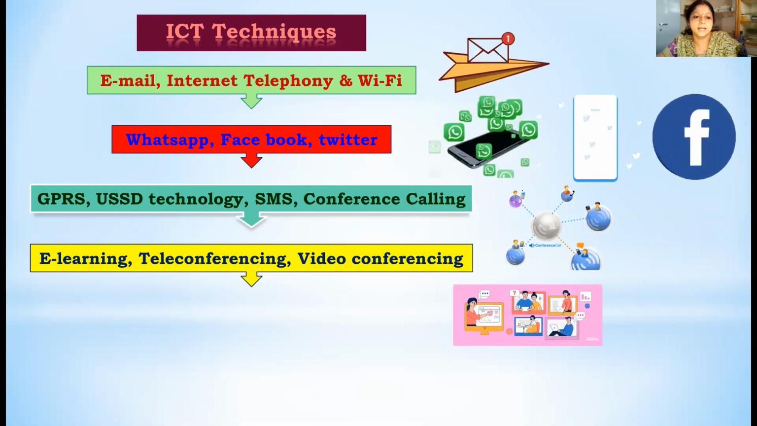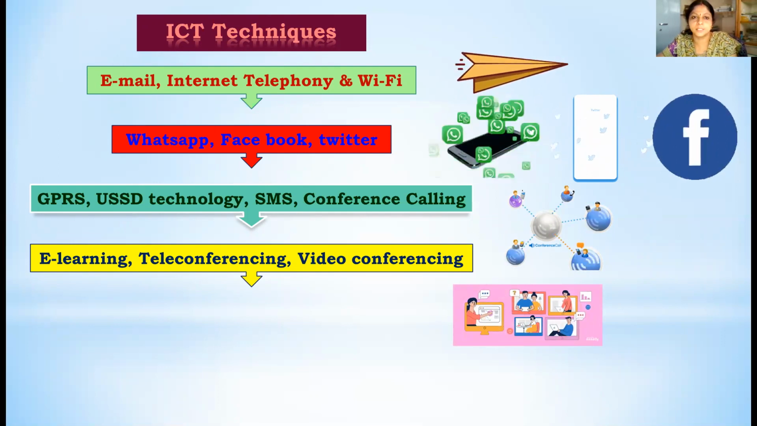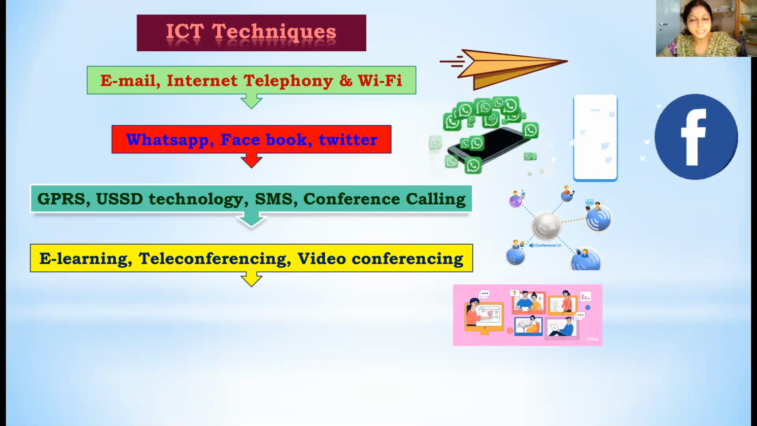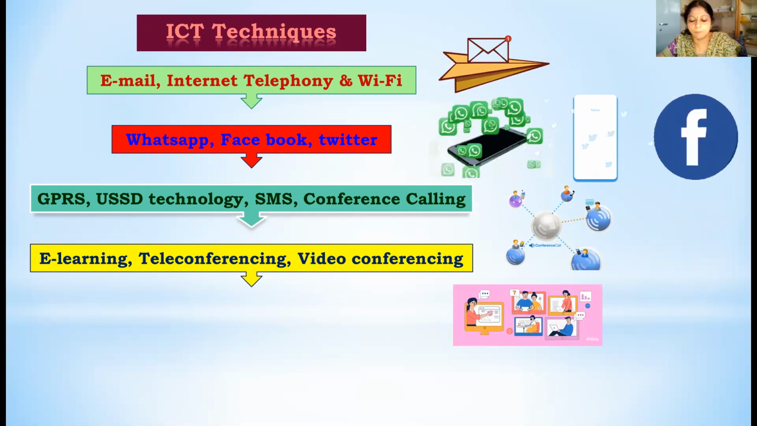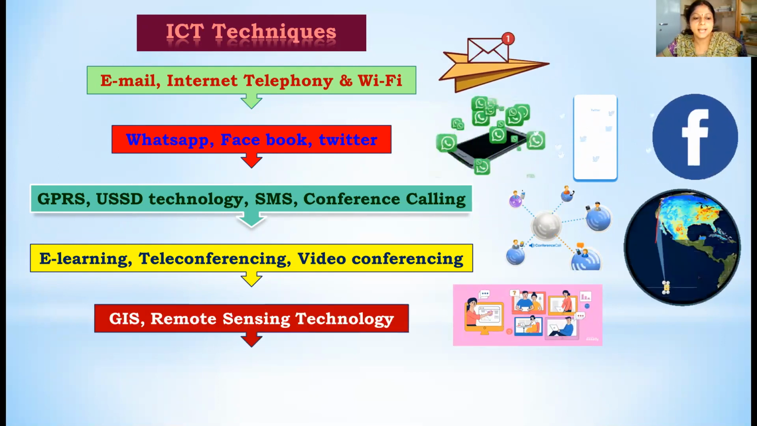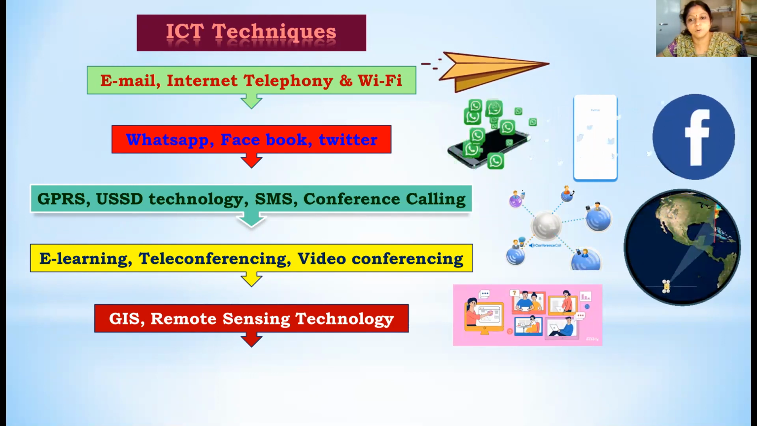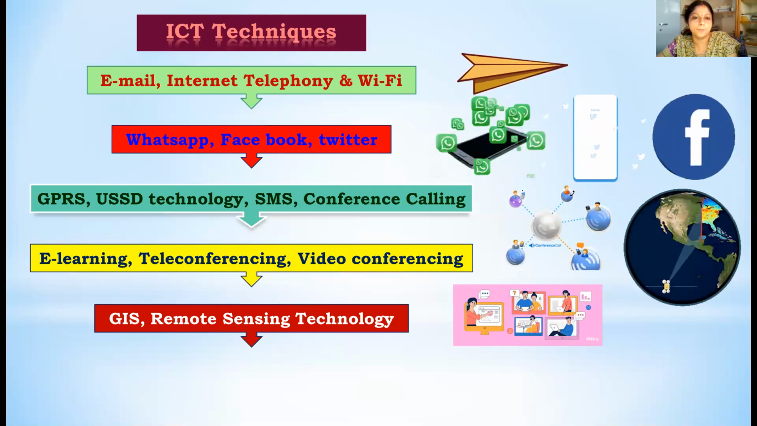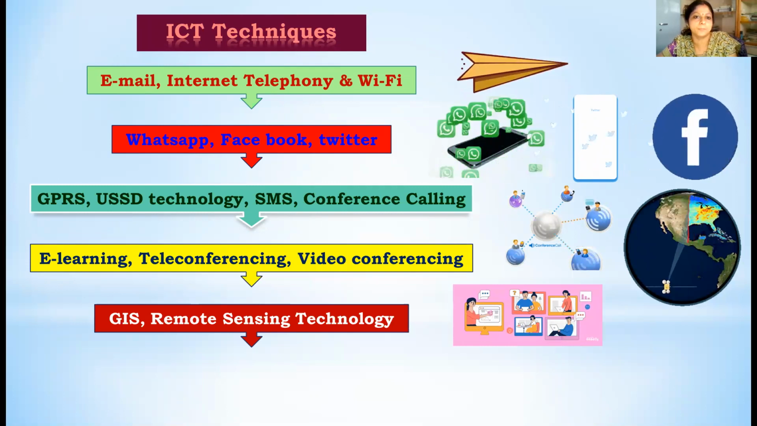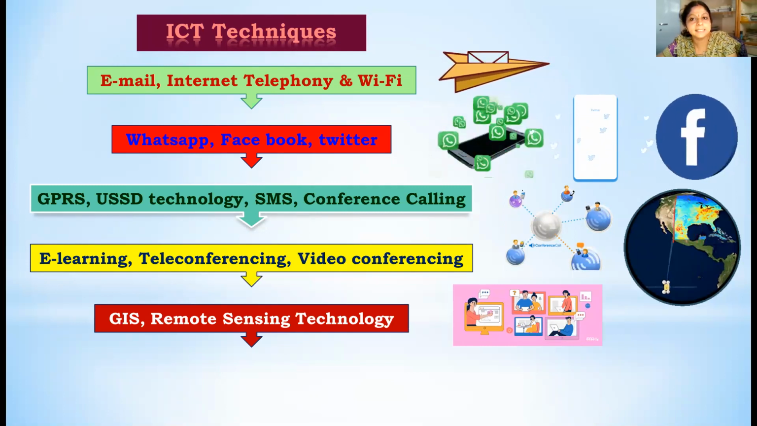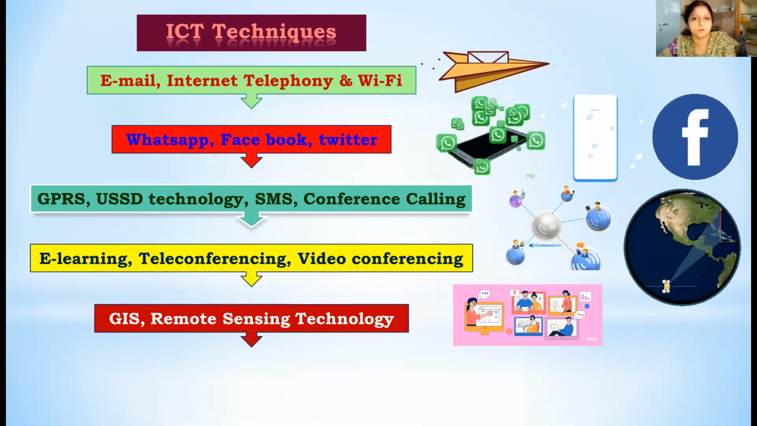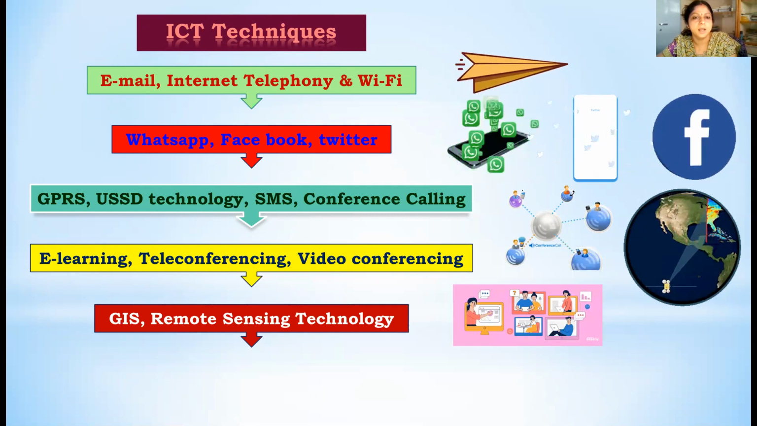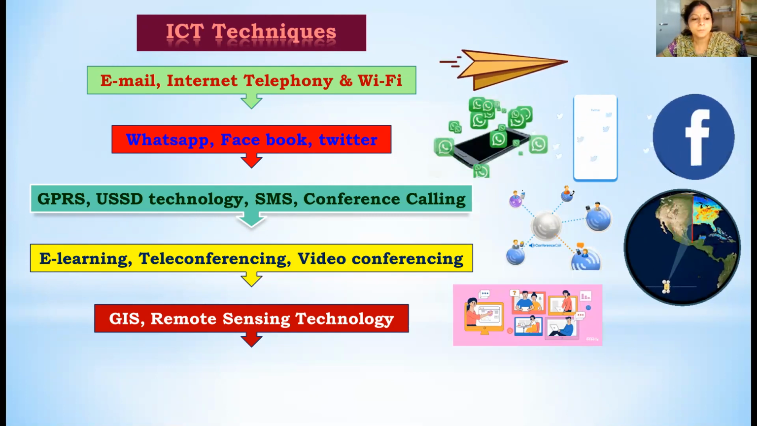And the next comes e-learning, teleconferencing, and video conferencing. These are some of the techniques used to disseminate the technology to their place without personal presence, or with the help of these information technologies. And next comes GIS and remote sensing technologies. This is becoming very important because it helps in carrying out precision farming, so we can precisely carry out the agricultural operation required for a particular area or crop by reducing the cost of cultivation, and we can increase the production or the profitability.